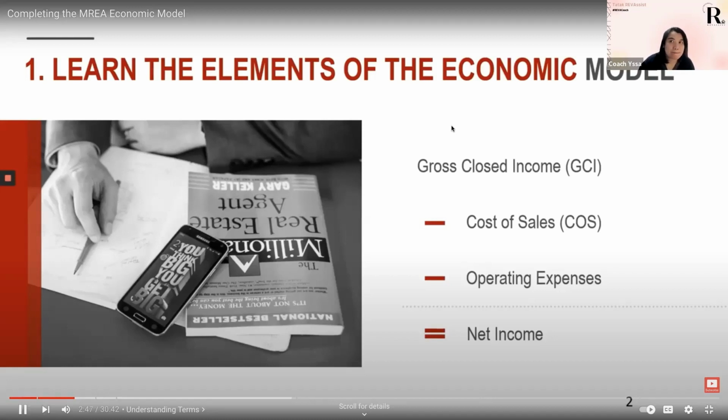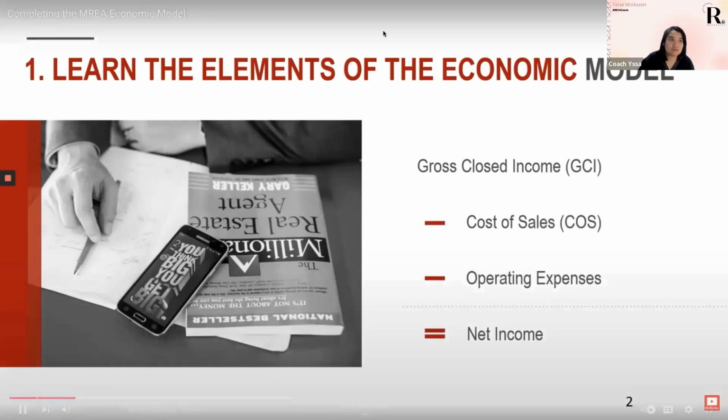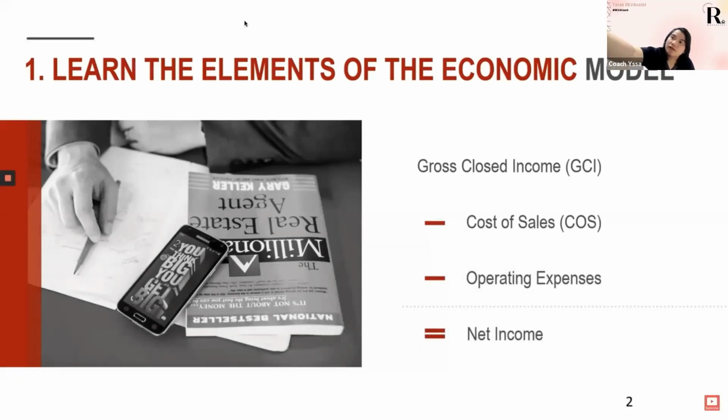A lot of agents, when I ask them what their goals are, will always say, "John, I have a goal of making $100,000 this year." But clarity is power. We need to understand what that $100,000 is. Is it before their expenses? Is it after their expenses? Is it the profit, after taxes and so forth? So it's good to understand all these terms.